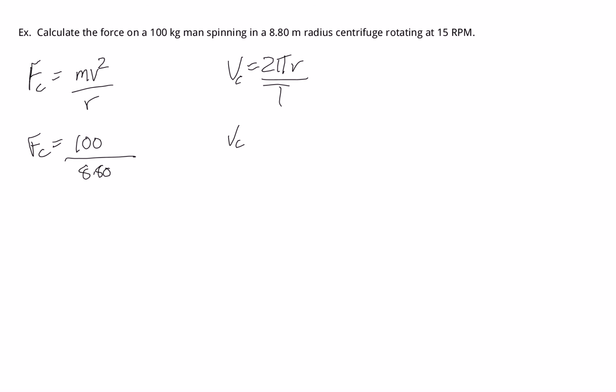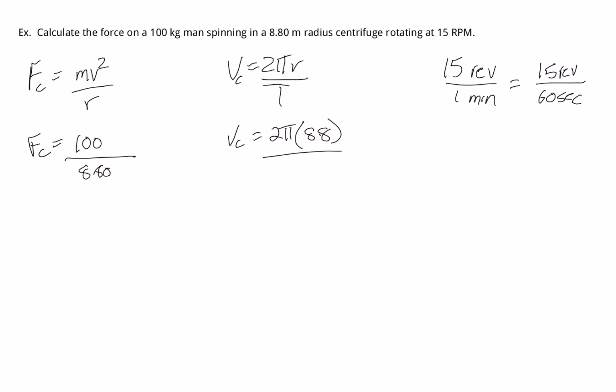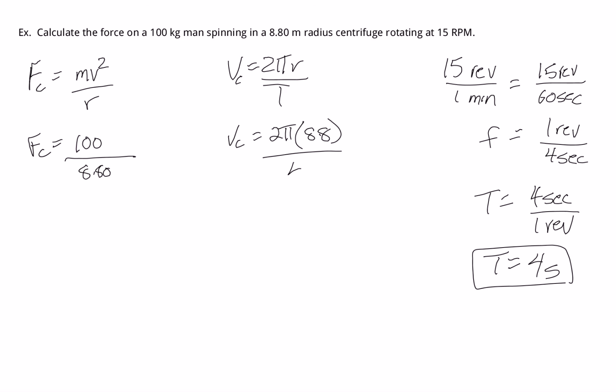So we'll go 2 times pi times 8.8 divided by T, but we don't know the T because this is in revolutions per minute. So we have to do that conversion too. So 15 revolutions in 1 minute will equal 15 revolutions for 60 seconds. So that would equal 1 revolution in 4 seconds. So our period then will be the flip of that. It'll be 4 seconds for 1 revolution. So that's the answer we're going to use. Period will equal 4. So we'll plug that into our velocity formula.